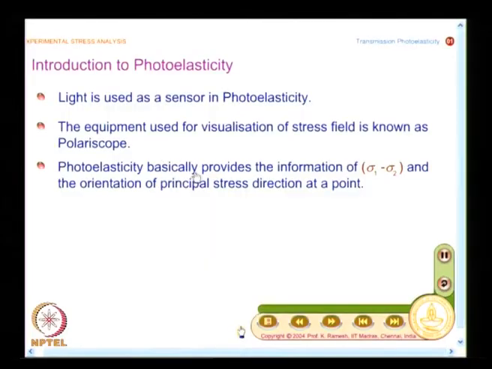And we have also seen very clearly, from a solid mechanics point of view, that photoelasticity basically provides the information of sigma 1 minus sigma 2 contours. They are called isochromatics, and you also get the orientation of principal stress direction at a point and also on the entire model. So, at a point you will get sigma 1 minus sigma 2 as well as the principal stress direction, and being a whole field technique you get this information on the entire model.